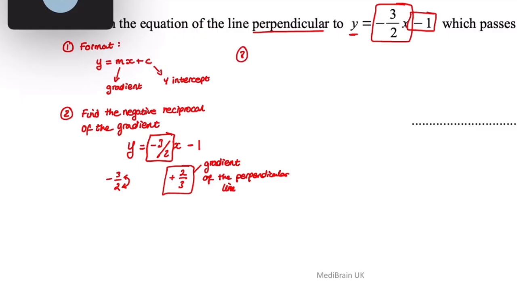Now we're going to write down our new equation. Step 3 is to write down the new equation. In the new equation, our gradient is going to be the one which we have worked out, 2 over 3. Our new equation has to be in this format, y equals mx plus c. We know m is 2/3, so it's going to be y equals 2/3 x plus c.